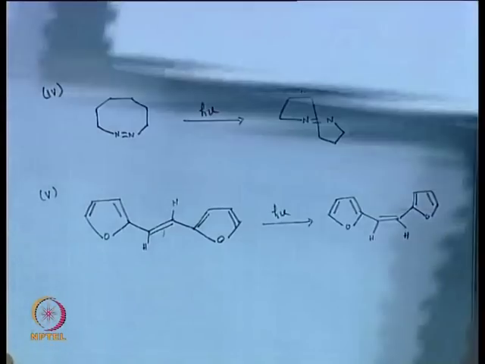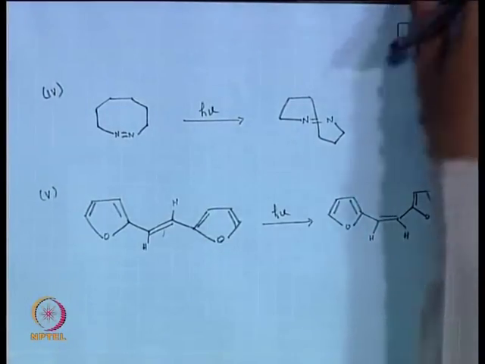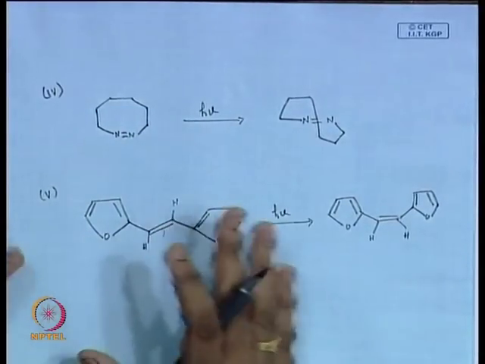So what we do is we'll stop here and say that we have finished one reaction, that is your cis and trans isomerization. Next class we will start our dimerization reactions. Okay.